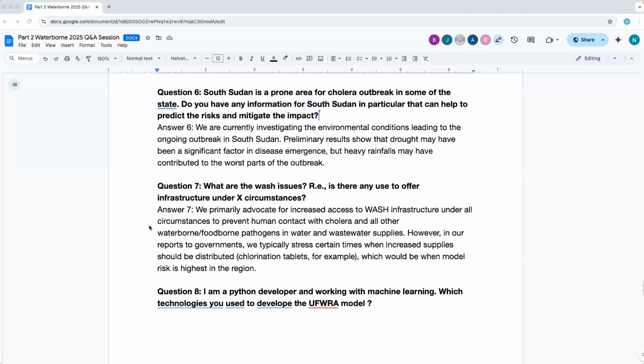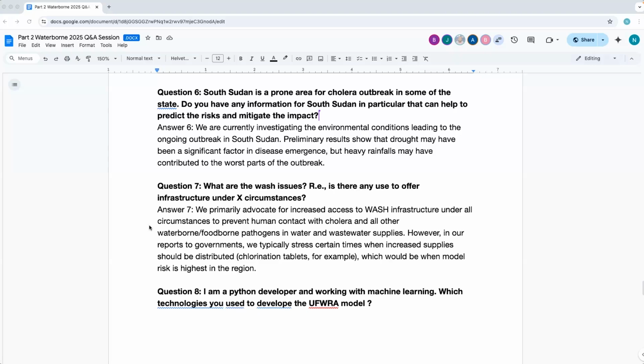Basically, what we have seen, preliminary results show that drought was a significant factor in disease emergence up along the north part of the South Sudan border. They were experiencing one of the worst droughts I think that they've ever had in that region. Which likely contributed to the water scarcity there and eventually the disease emergence, especially with the temperatures late in the summer being quite significant to support the life of the bacteria there.